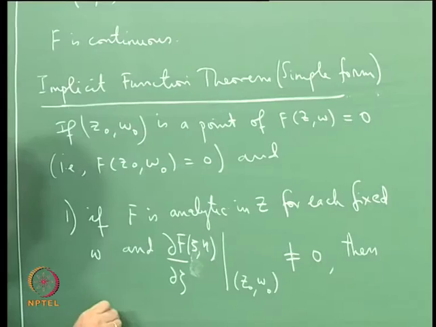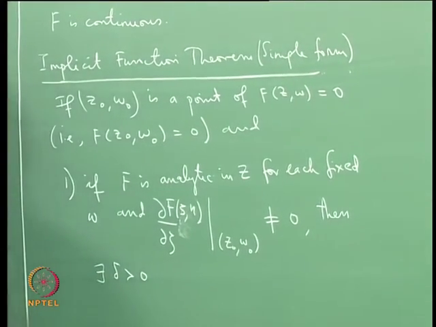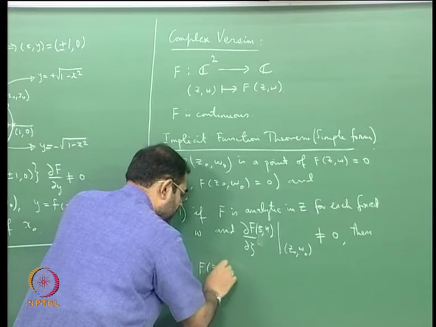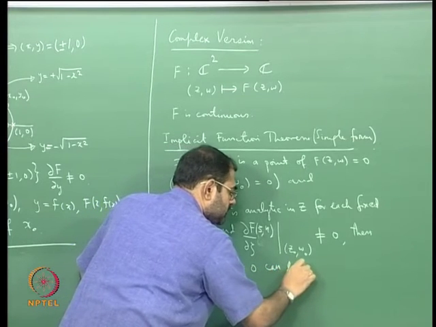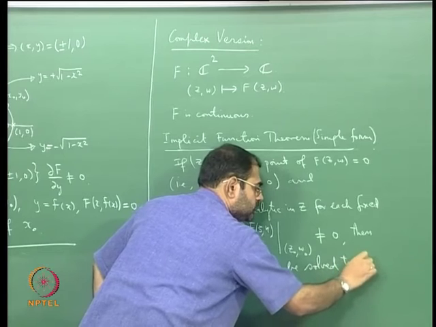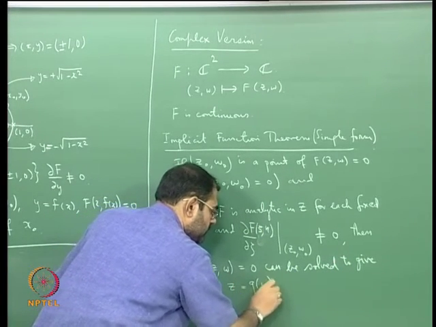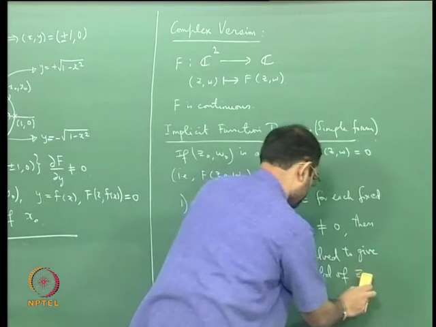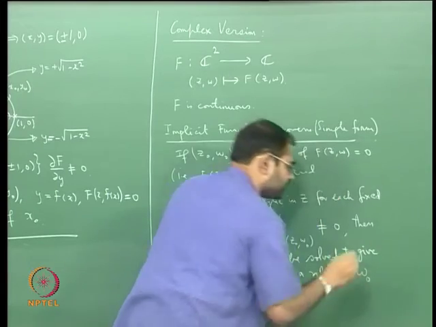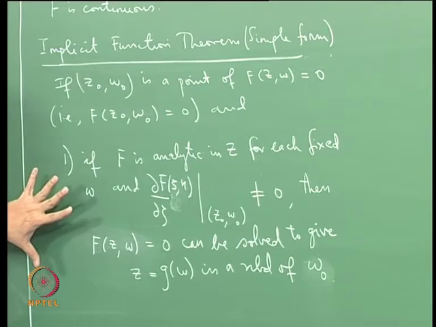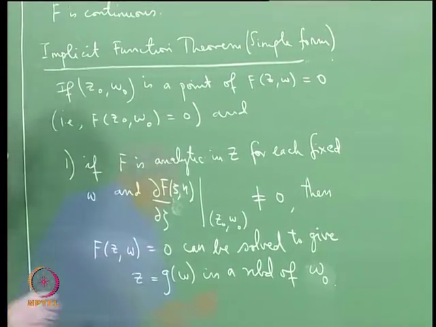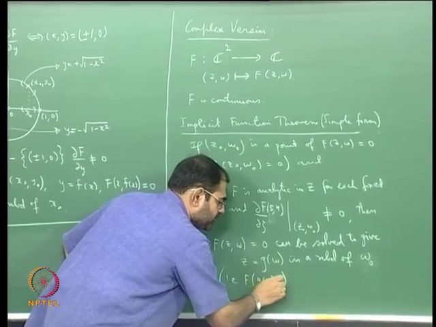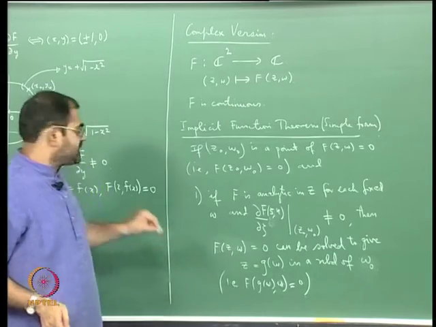the equation f of z comma w equal to 0 can be solved to give z equal to g of w in a neighborhood of w naught. Of course this implies that f of g of w comma w is 0. So it's literally the same statement.